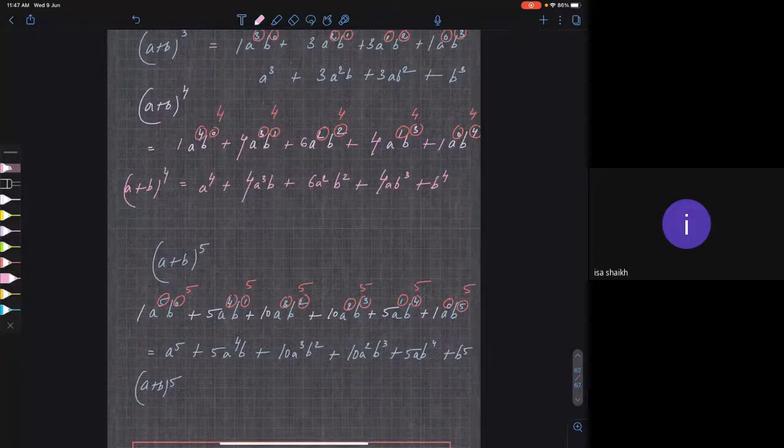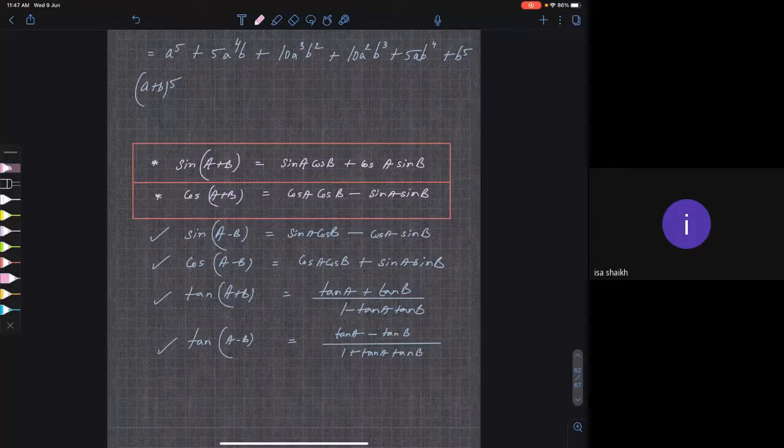Now I ended yesterday's lecture with these expressions. I told you to memorize this, right? What is sine of a plus b? Sine a cos b plus cos a sin b. What is cos of a plus b? It is cos a cos b minus sin a sin b.